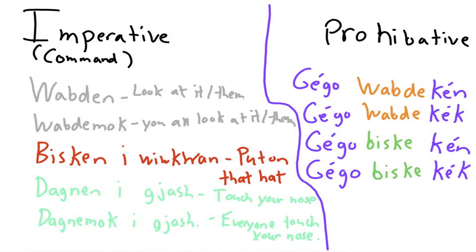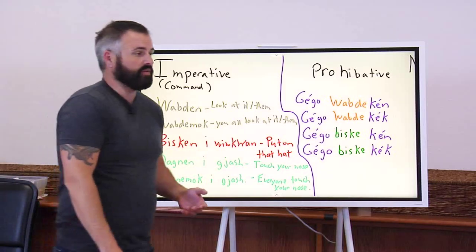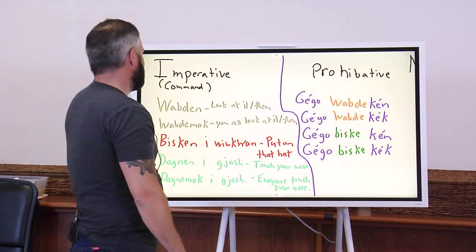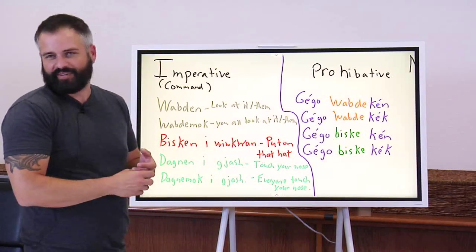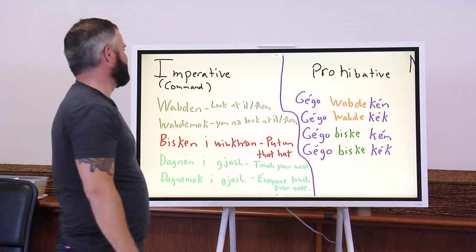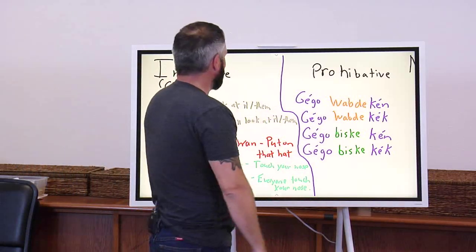Biskin-e, put on. Now here's an example, actually. Biskin-e wiokwan, put on that hat. You're telling one person to do it. Dognan-e gajosh, telling one person, touch your nose. Dognamok-e gajosh, everybody touch your nose. This might be something you use, maybe you're doing Simon Says with kids or something like that. I can't imagine any other situation where you'd have everyone in a room touch your head, touch your leg. But maybe you're doing the hokey pokey or something, I don't know.